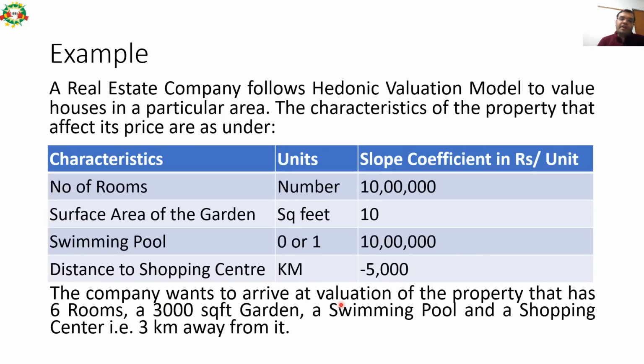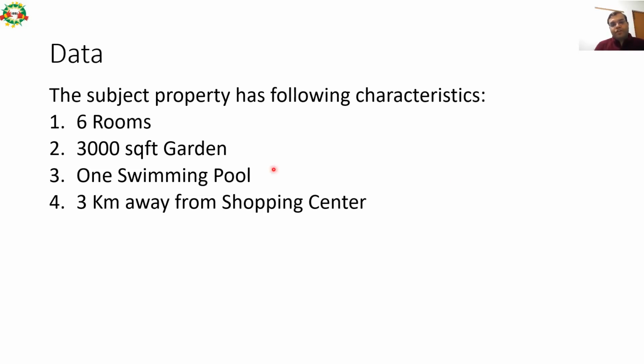The company wants to arrive at the valuation of a property that has 6 rooms, a 3,000 square feet garden, a swimming pool, and a shopping center 3 kilometers away from the house. The data given in the question is that the subject property has the following 4 characteristics: 6 rooms, 3,000 square feet of garden, 1 swimming pool, and the distance of the property from the shopping center is 3 kilometers.